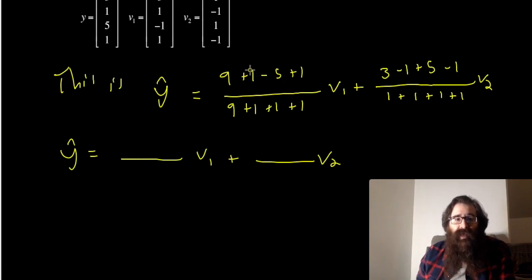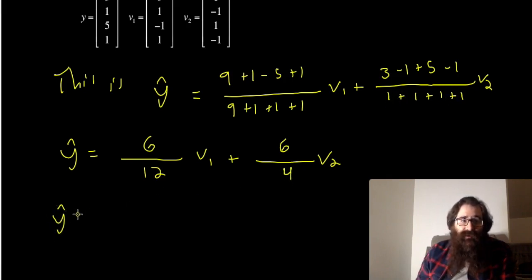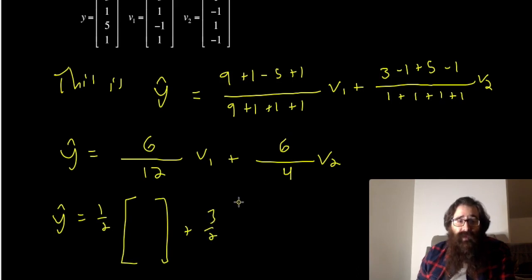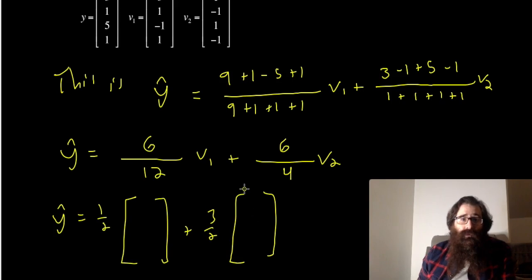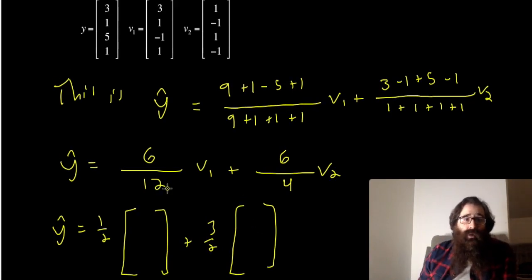So here I have 9 and 1 is 10, minus 5 is 5, 5 and 1 gives me 6. Divided by 9 and 1 is 10, 11, 12. And then over here, 3 and 5 is 8, minus 2 gives me 6. And then 1, 1, 1, 1 gives me 4. I can reduce this now, so y hat is equal to 1 half times vector v sub 1, plus 6 fourths reduces to 3 halves, vector v sub 2. And then here, let's bring those vectors back in. V sub 1 was 3, 1, negative 1, 1. And v sub 2 was 1, negative 1, 1, negative 1.